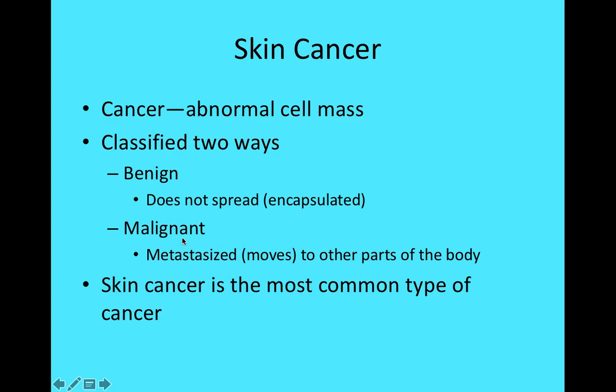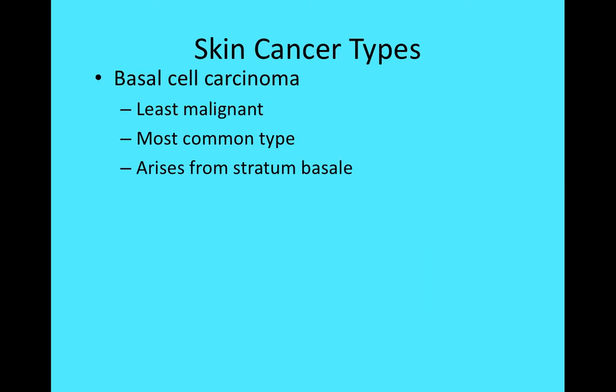Malignant tumors are ones that will metastasize, meaning that they will go to another part of your body, and now you don't have skin cancer alone, you have skin cancer and brain cancer and bone cancer. And skin cancer is the most common type of cancer, so it is something to be concerned with, and again, it is mostly preventable. Okay, so there are different types of skin cancer.